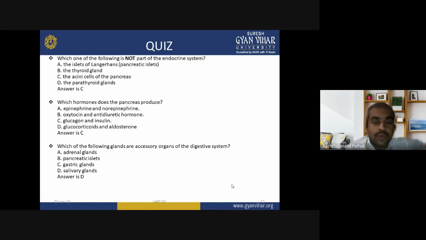Which of the following glands are accessory organs of the digestive system? We know adrenal glands, pancreatic glands, gastric glands, these glands will not act as accessory organs, while salivary gland is the accessory organ. So answer D is correct here.